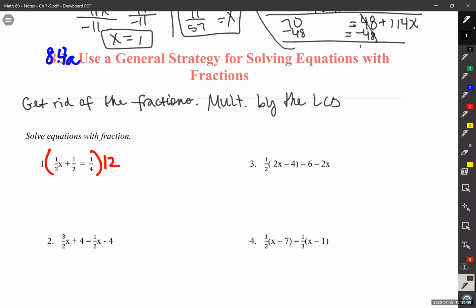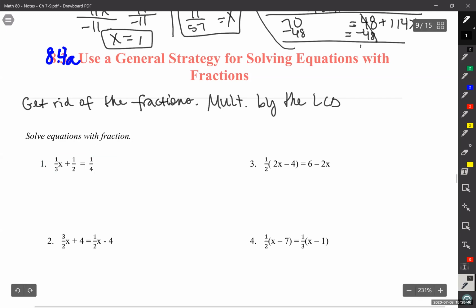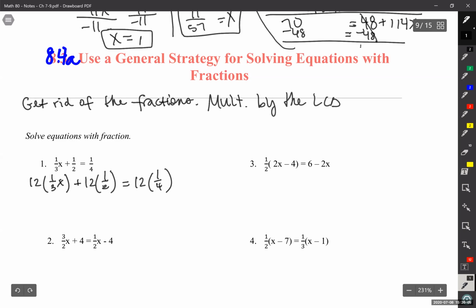And don't do what I did. You can do what I did in red, but make sure you do this next step as well, because people get problems wrong if they just, you know what, let me just erase it. Don't do that, that's terrible. What you want to do is multiply everything by 12 like this. 12 times 1/3 x plus 12 times 1/2 equals 12 times 1/4. And the reason you want to do it this way is because we are going to reduce every single fraction and they're all going to go away.